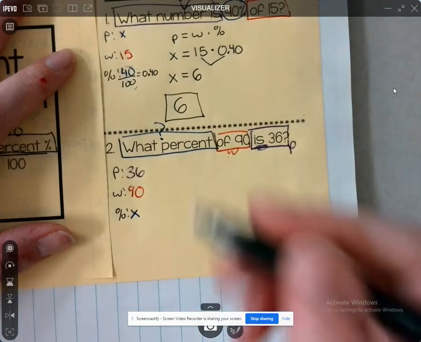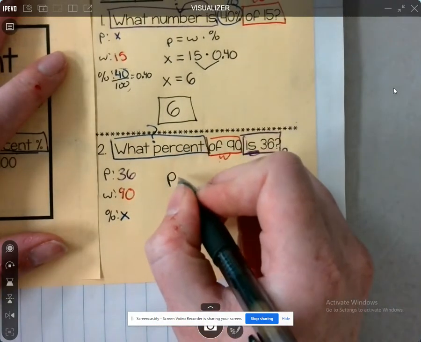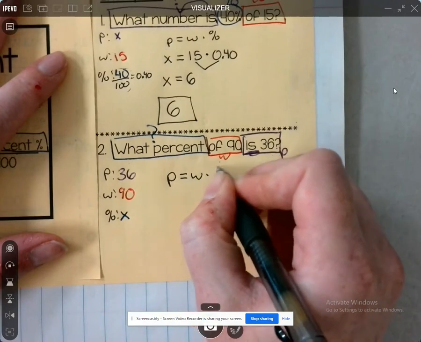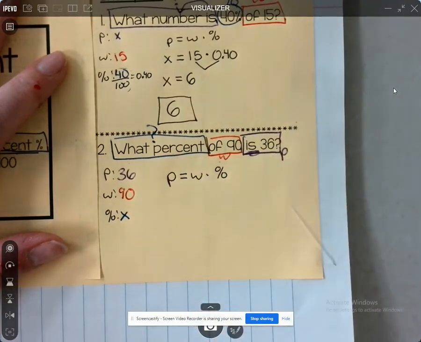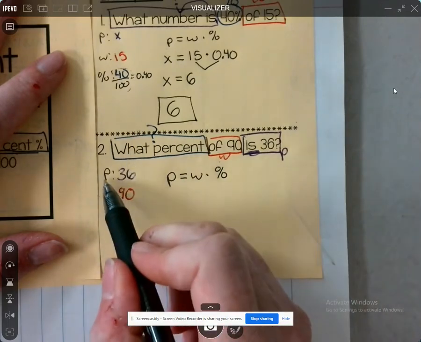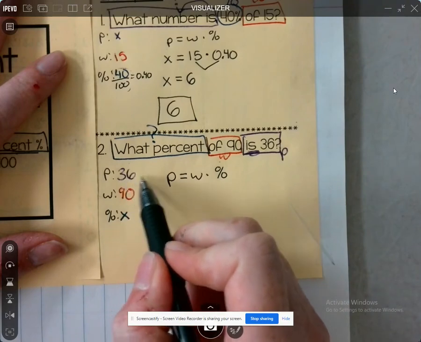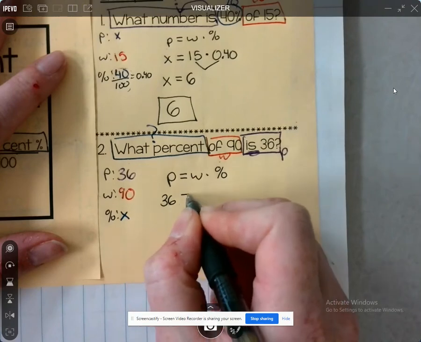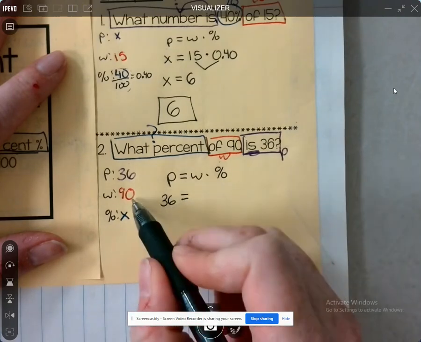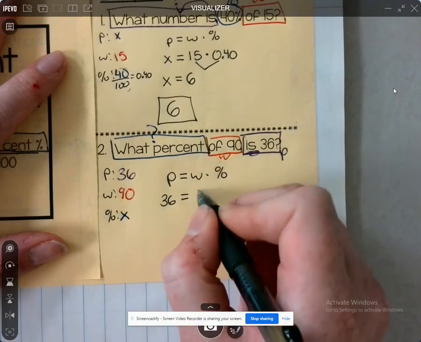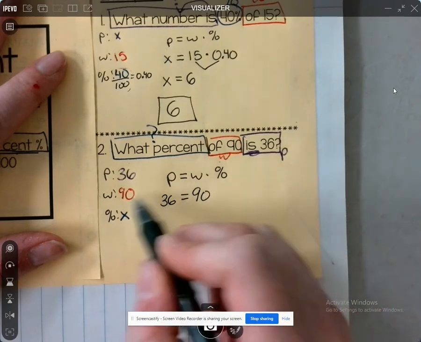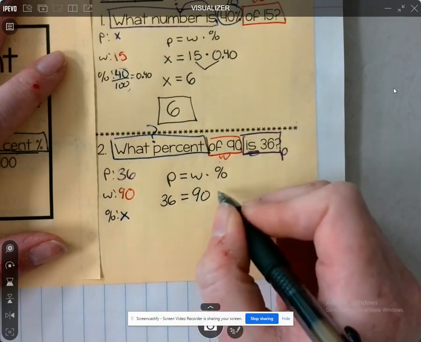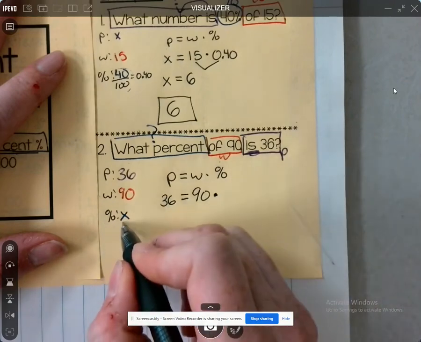We're going to start by writing the blank form of our equation, P equals W times percent as a decimal. And now we're going to fill in the information we know and solve for what we don't. P is 36, therefore 36 will get substituted in for P, equals. W is 90, so 90 will be substituted in for W, times our unknown percent of X.